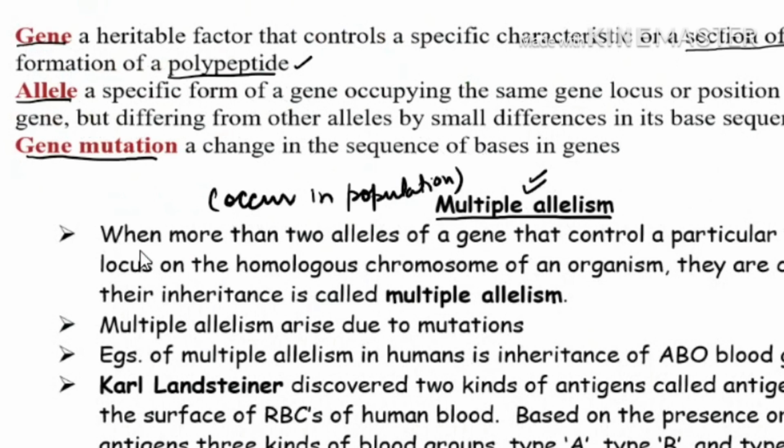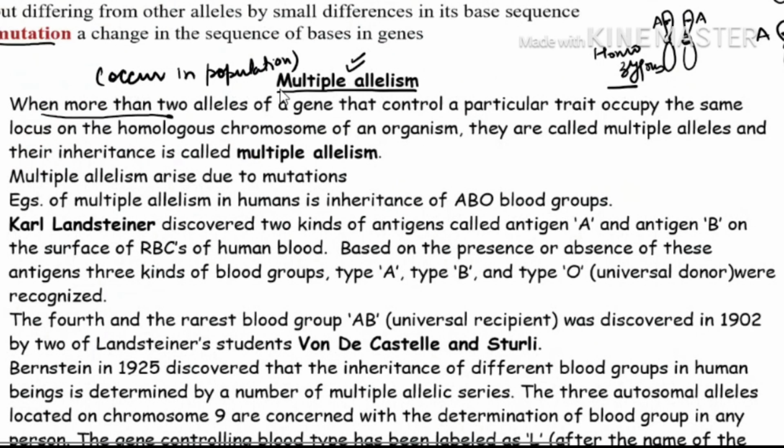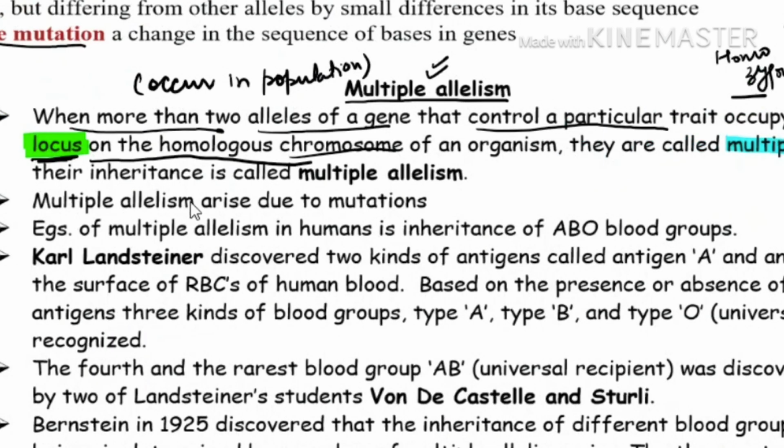Multiple alleles means when more than two alleles of a gene which controls a particular trait occupy the same locus. Locus means same position. They occupy the same position on a chromosome, on a homologous chromosome. We call all these alleles as multiple alleles. Is it clear?